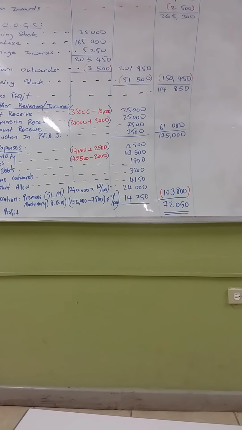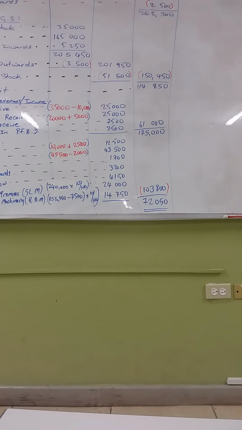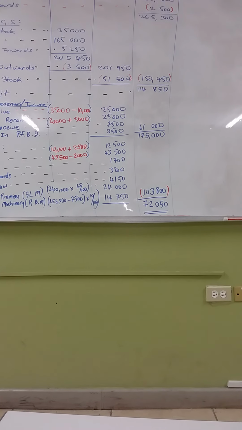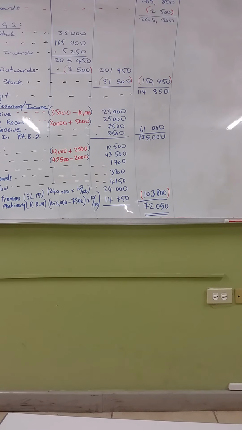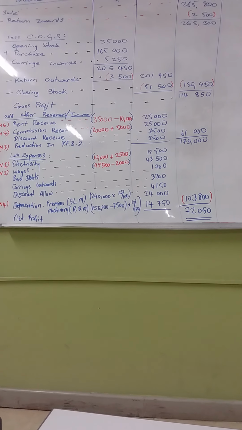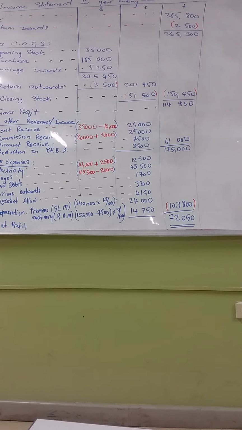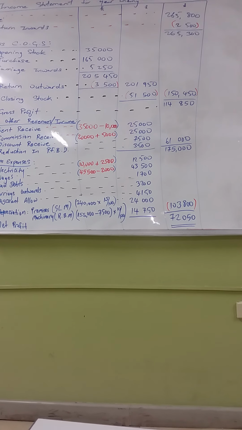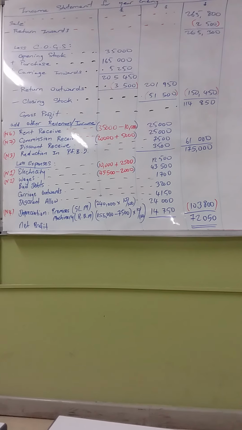Now when you add all of your expenses together, you get 103,800. Now that 103,800 minus the 175 will give you 72,050, and that 72,050 represents your net profit. So you're going to minus your expenses from your adjusted gross profit, which in this case was 175,000, and you get 72,050. Now we're going to move on to look at the balance sheet. So we'll be doing the balance sheet.